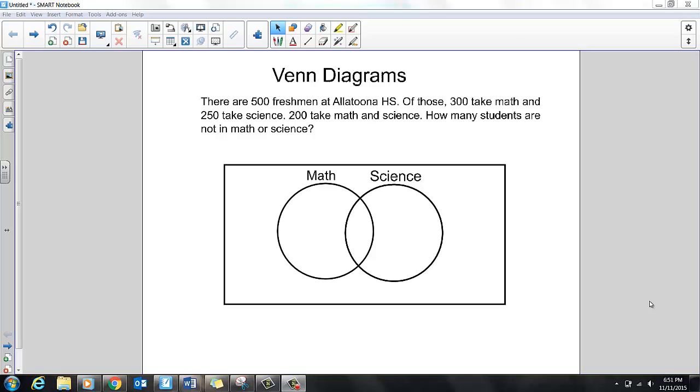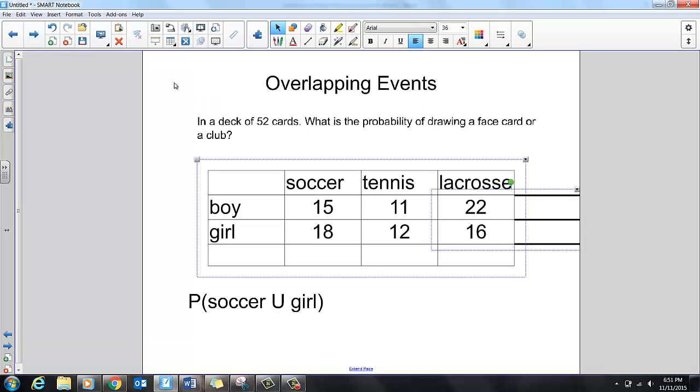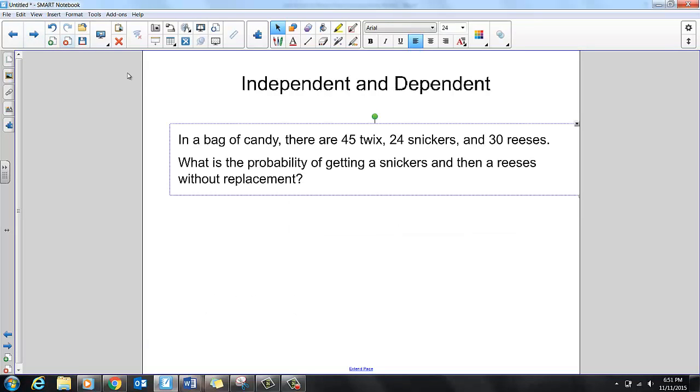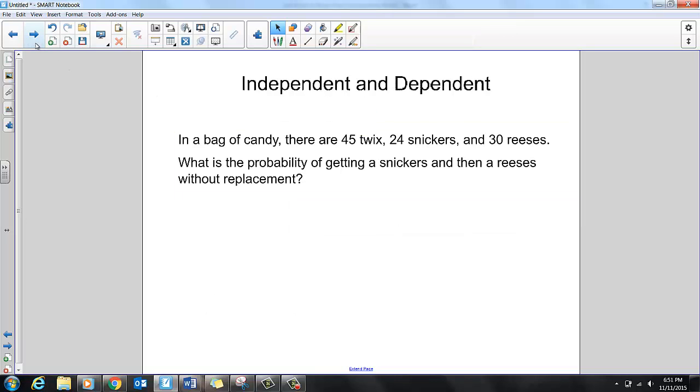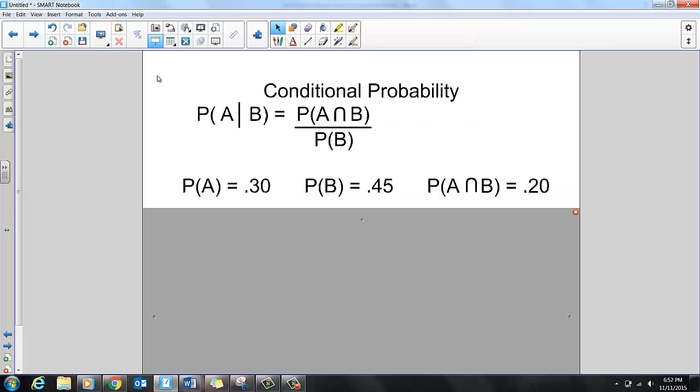Alright, this video is going to be pretty much just a probability review. I'm going over all four topics that will be covered on the test. The first being Venn diagrams, the second being overlapping events, the third being independent and dependent, and then conditional probability.